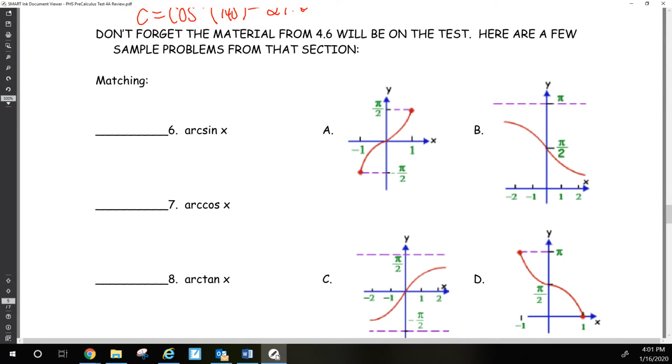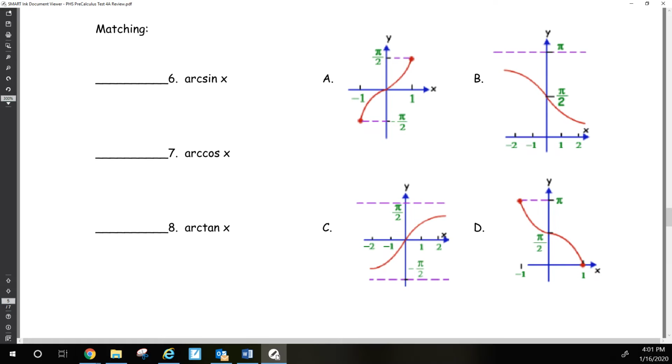All right, this is the part from section 4.6 that you will see on your test tomorrow that I forgot to put on the review sheet, because it wasn't on the review sheet from last year, but that's because they did it on a different test last year. So for 6, 7, and 8, we are matching up the graph of arcsine, arccosine, and arctangent.